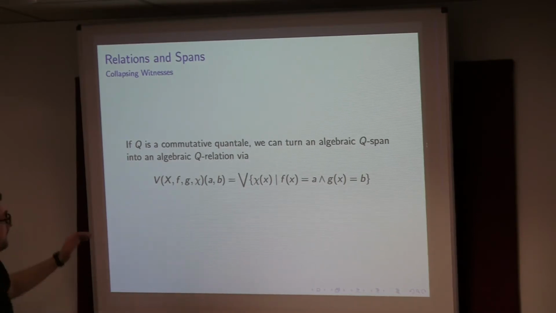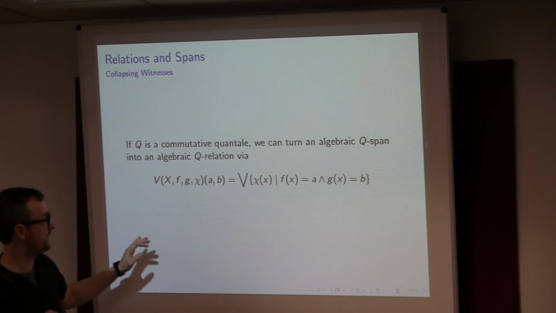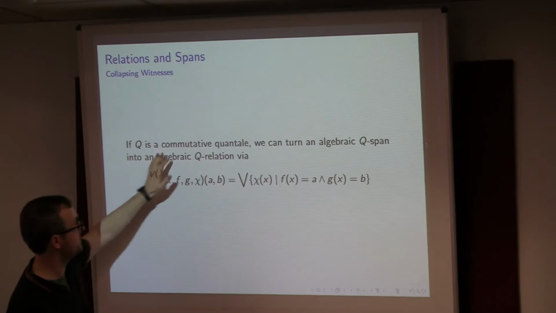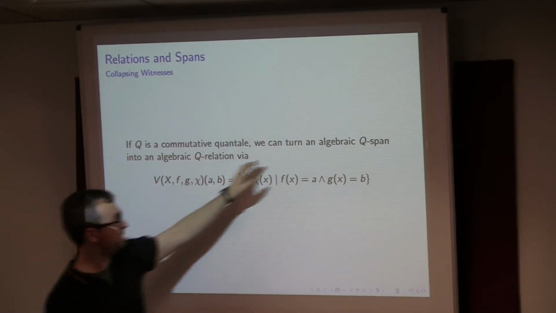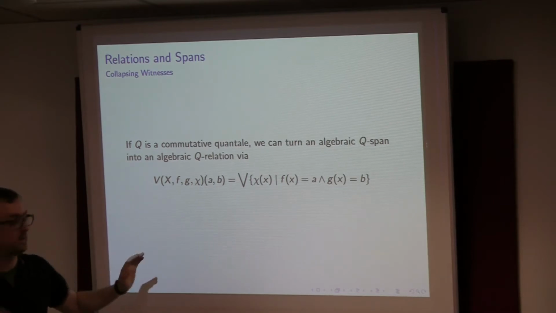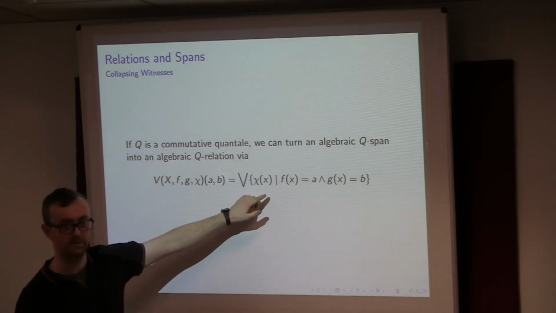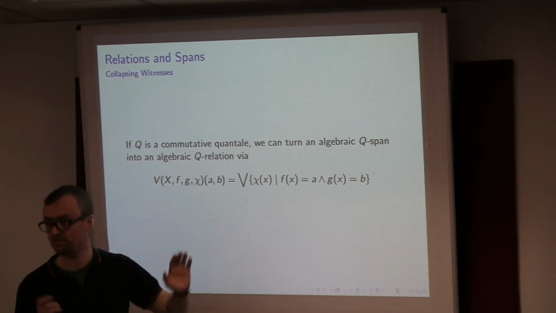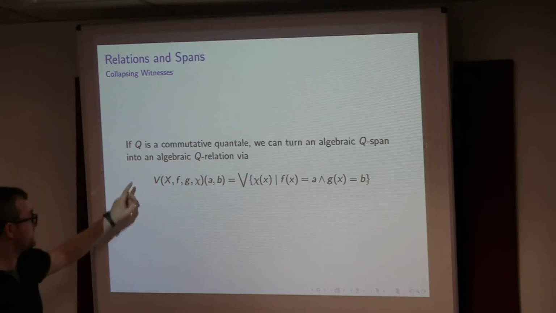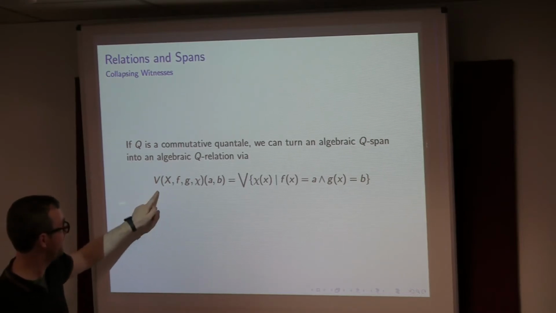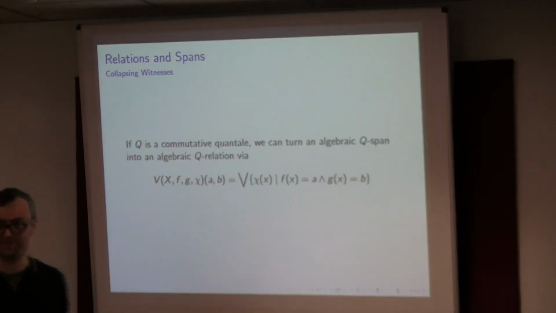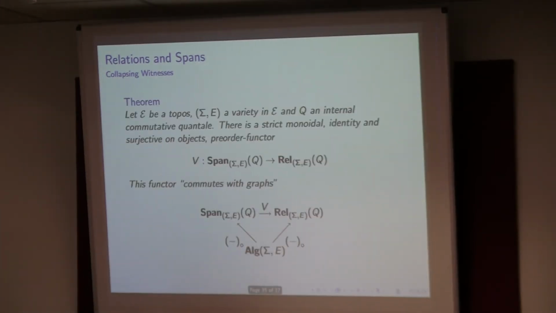And then another obvious observation we can make, which relates to Chris's question, is if our Q actually is a quantile, then we should be able to turn one of these spans into an actual genuine relation by taking the join over all of the different ways that things are related, so kind of pick the optimal thing. And we call this functor V because I'm simple-minded and it looks like the join, so that's the only way that I could remember the name of the thing.